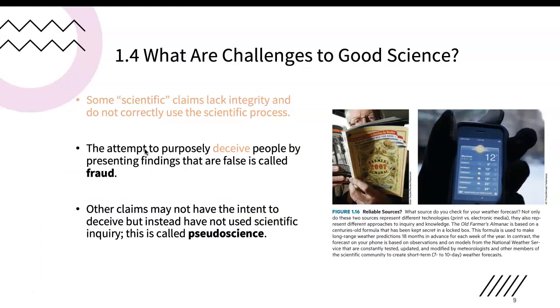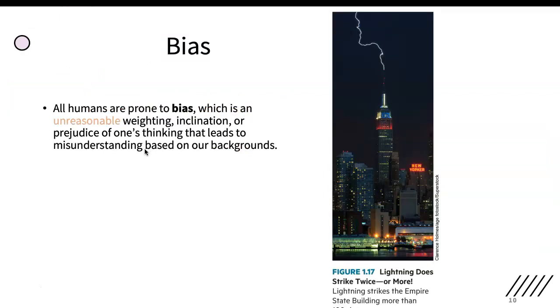Let me go back to this slide. So fraud just means to deceive people. They are just false. And pseudoscience, it doesn't mean necessarily to deceive anybody, but it's either part of the information or it's the wrong information. That's a pseudoscience. And bias, as I said, you're inclined to pay attention to one way and neglecting the whole picture.